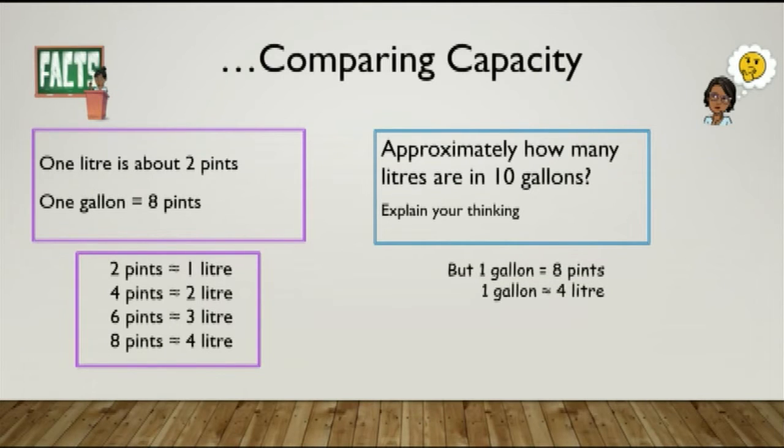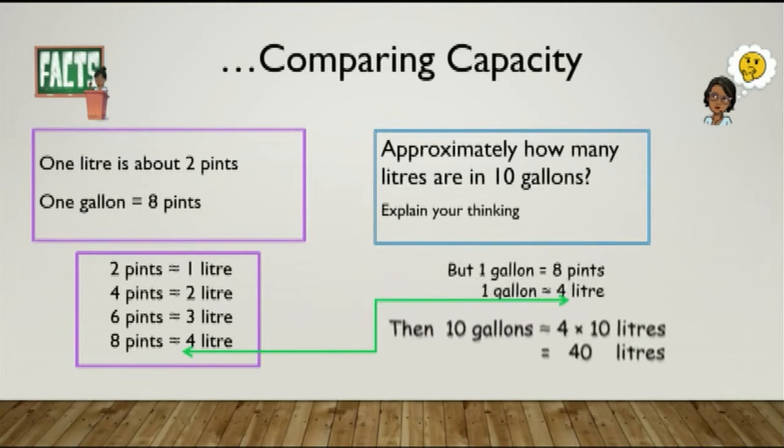1 gallon is 8 pints. So here we can see a relationship right there. 1 gallon is the same as 8 pints. So 10 gallons would be 10 times that, which would be 40 liters. So the answer is that 10 gallons is about 40 liters.